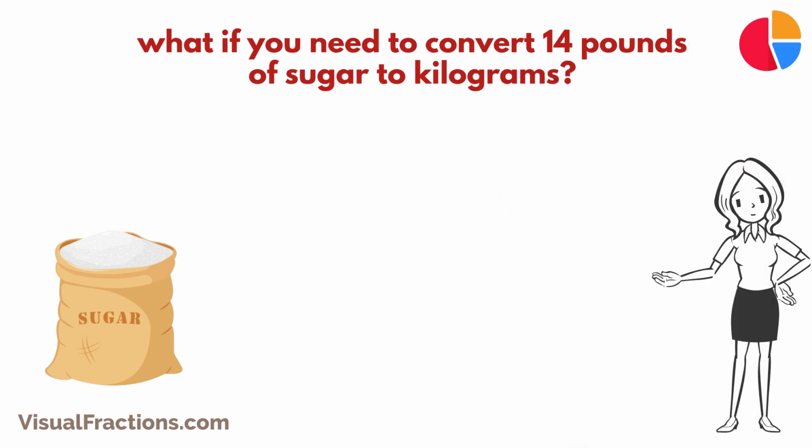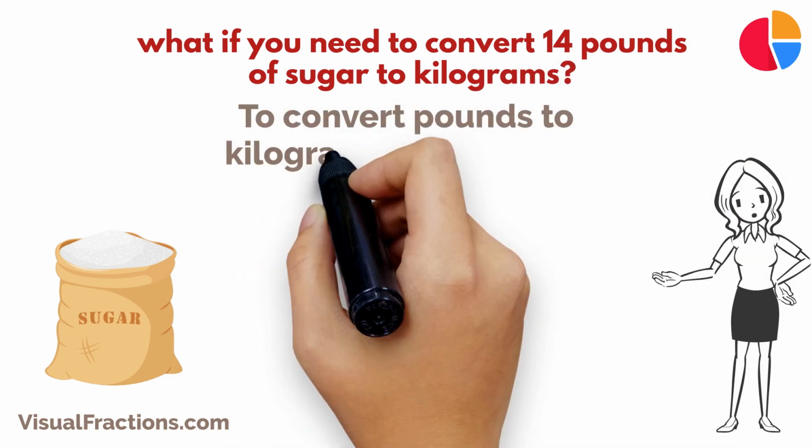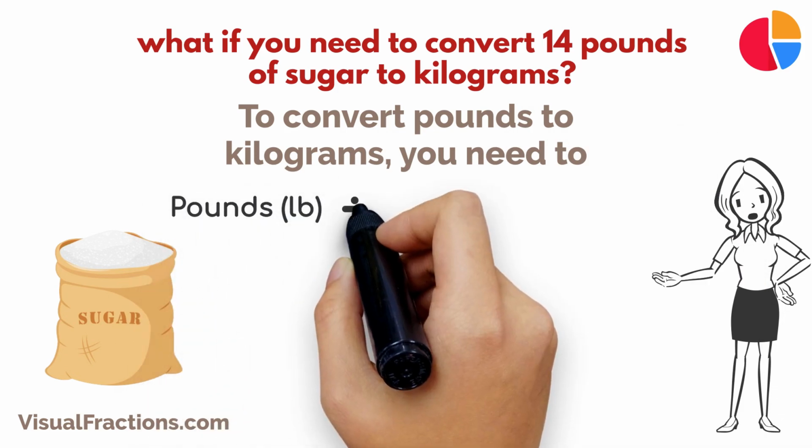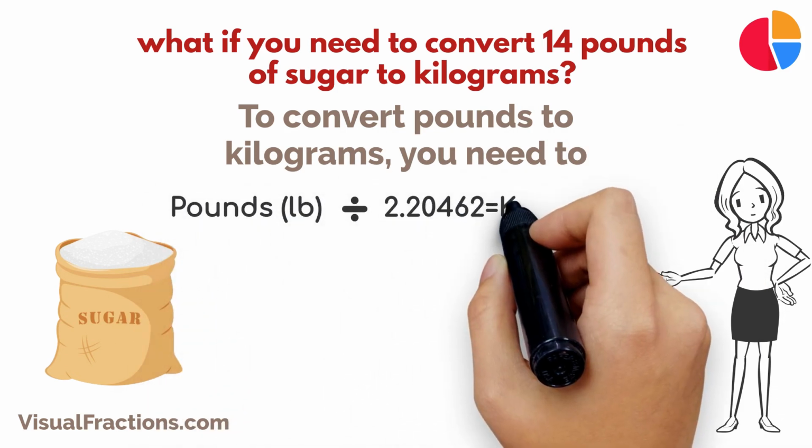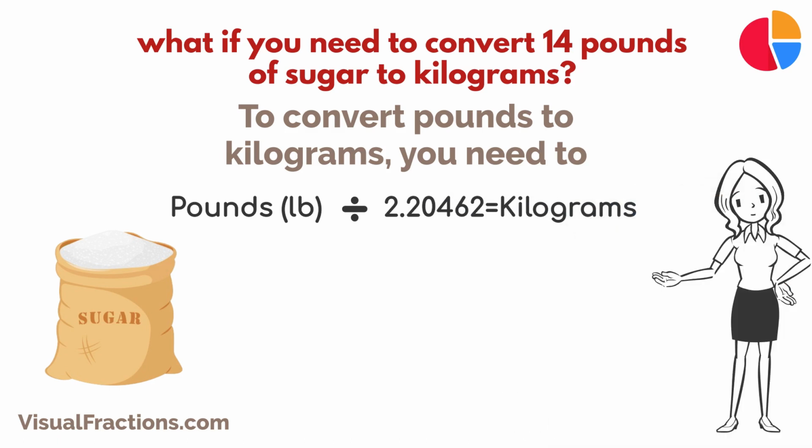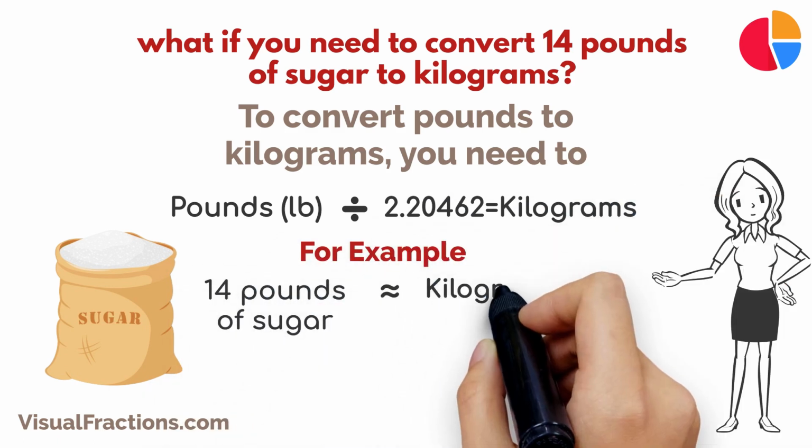But wait, what if you need to convert 14 pounds of sugar to kilograms? Don't worry, we've got you covered. To convert pounds to kilograms, you need to divide the number of pounds by the conversion factor of 2.20462. Let's walk through an example of how to convert 14 pounds of sugar to kilograms.